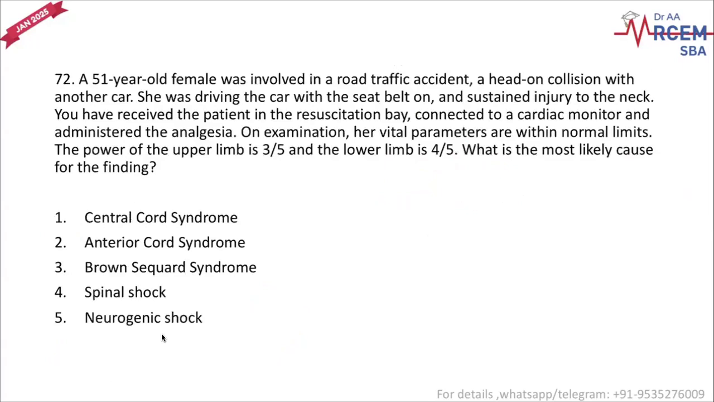A 51 year old female was involved in a road traffic accident. A head-on collision with another car. She was driving the car with the seat belt on and sustained injury to the neck. You have received the patient in the resuscitation bay, connected to a cardiac monitor, and she has been given analgesia. On examination, her vital parameters are within normal limits. The power of the upper limb is 3/5, lower limb is 4/5. So weakness of the upper limb is greater than that of the lower limb.